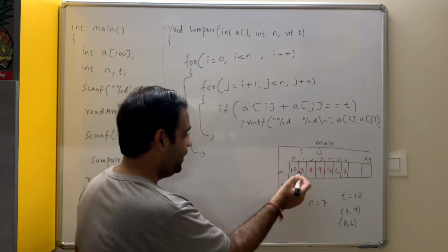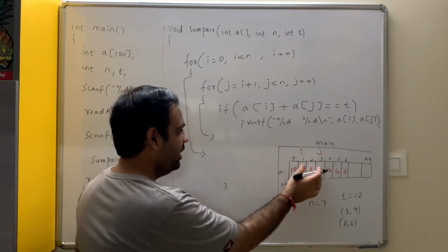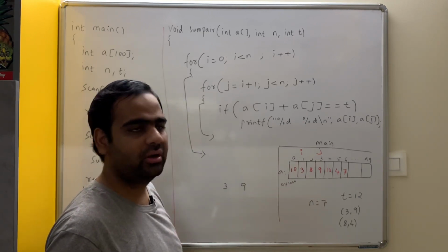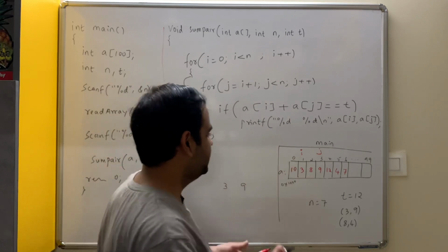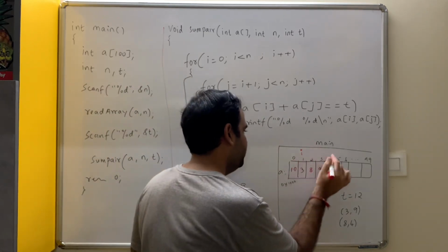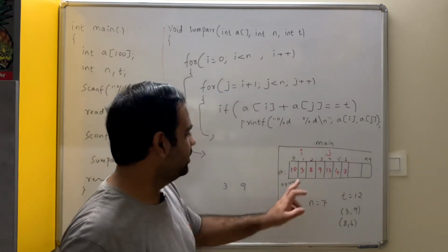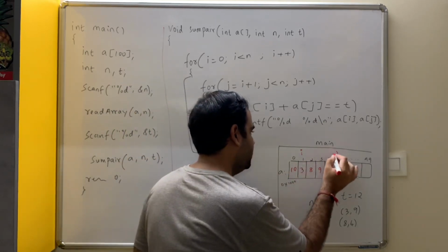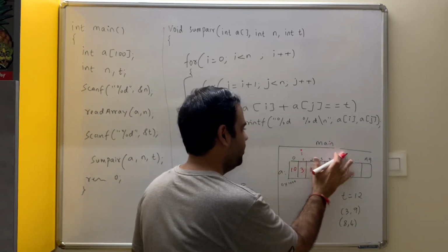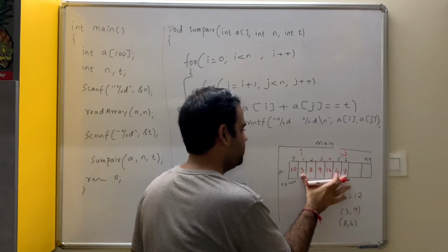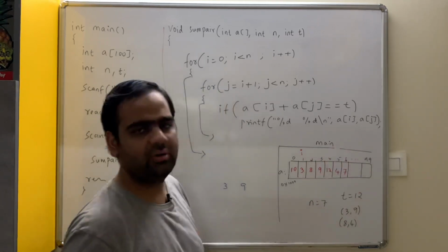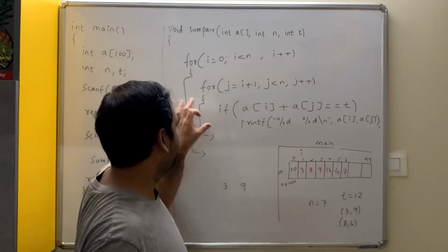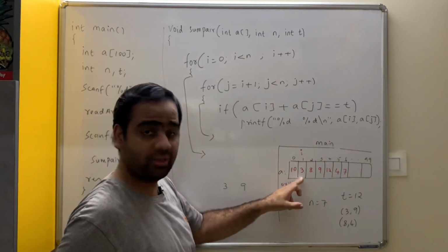Therefore, you are printing a of i, what is a of i? 3, and what is a of j? 9. 3 and 9 are being output. Is that okay? Again you say j plus plus, the value of j will become 12. 3 plus 12 is 15, not equal to 12. j plus plus, 3 plus 4 equal to 7, not equal to 12. j plus plus, 3 plus 7 is equal to 10, not equal to 12. j plus plus, you reach the end. That means you have found all the pairs with respect to 3.